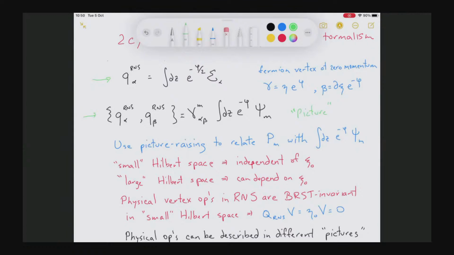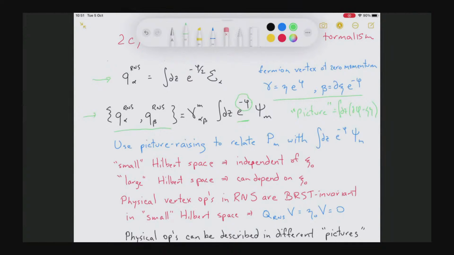Which is essentially counting the dependence on this phi field. More precisely, it's defined as d phi minus xi eta, where remember phi and xi eta are described here. So with this definition of picture, beta and gamma carry picture 0, but this carries picture -1 because there's an eta minus phi. And the way to relate this algebra with the supersymmetry algebra is to use picture raising.